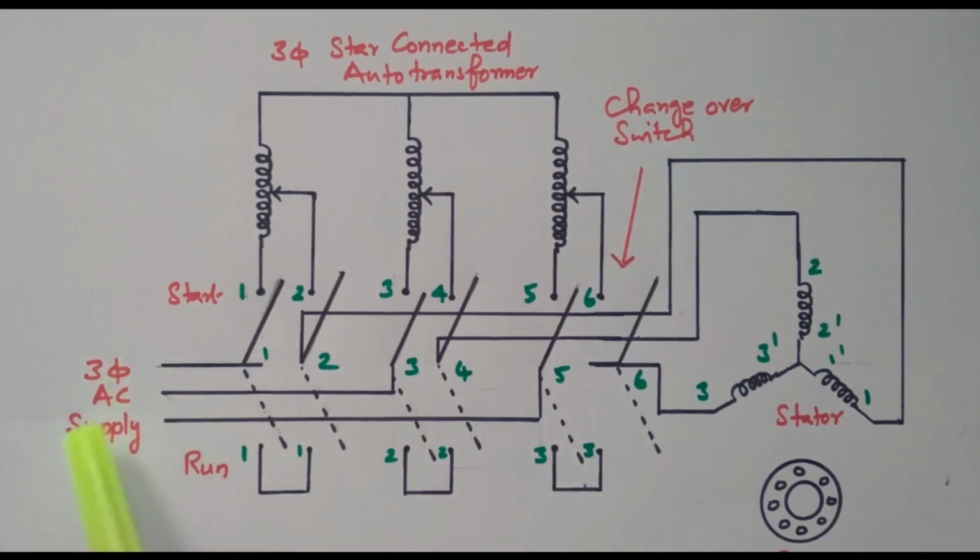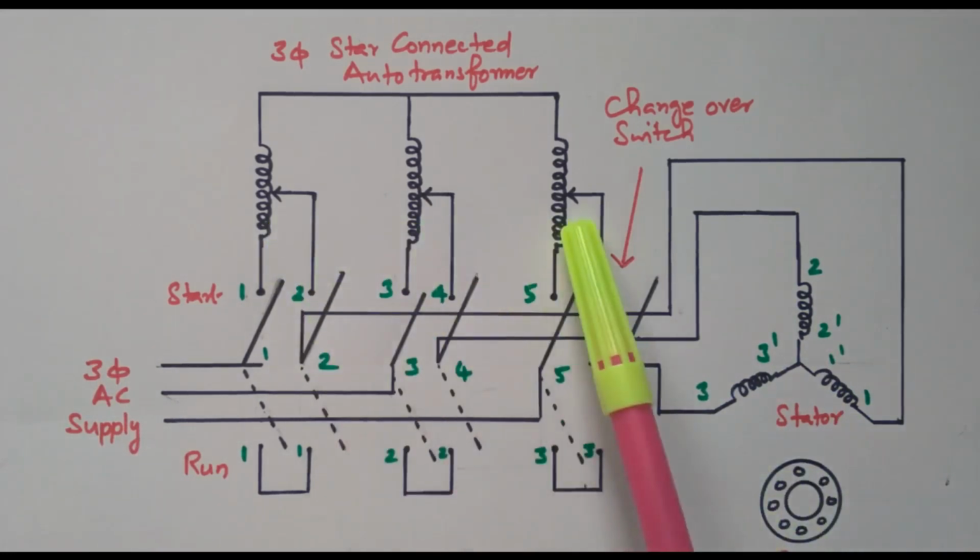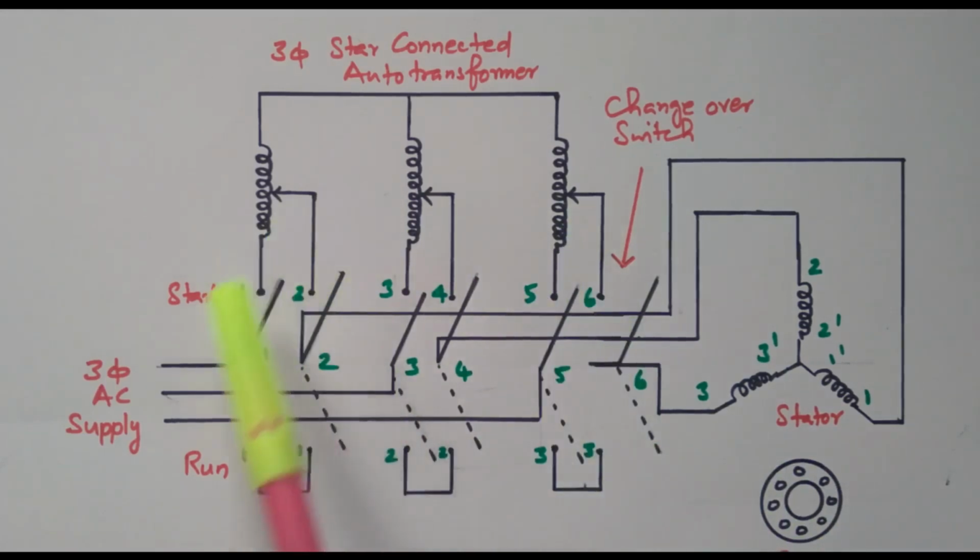So this is the three-phase AC supply. The stator of the three-phase induction motor is connected to the supply through the changeover switch. The star connected auto transformer is connected at one end, and the other end is short circuited. This end is called the starting position, and this one is the running position. Initially the changeover switch is placed in the starting position, that is, through the auto transformer.